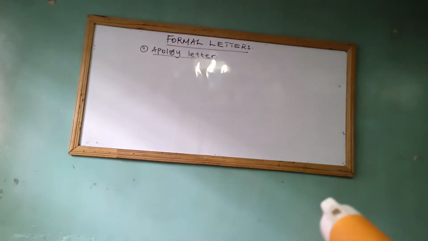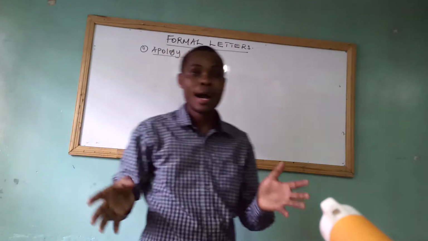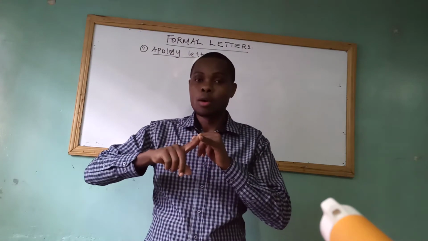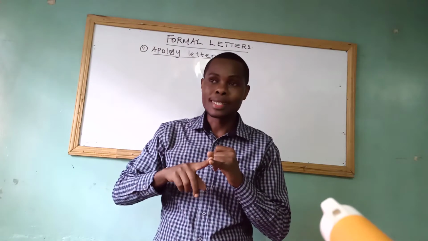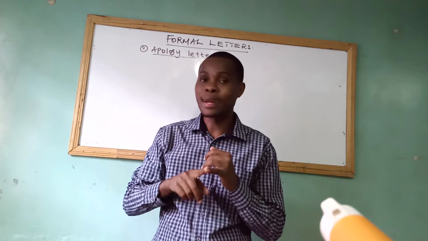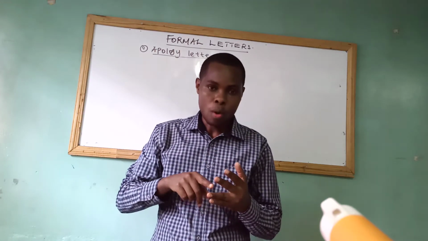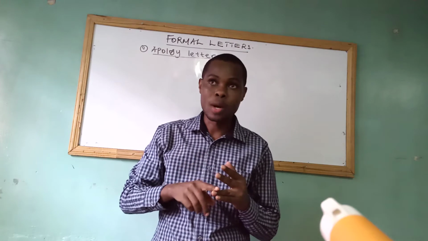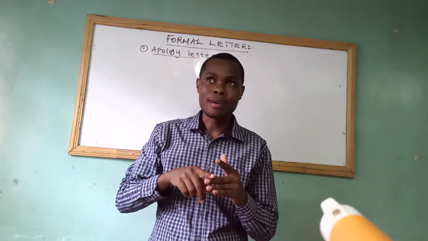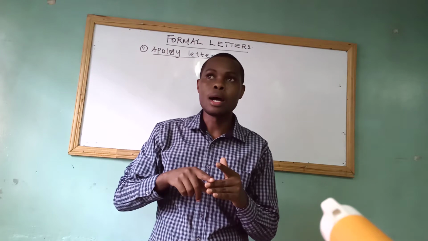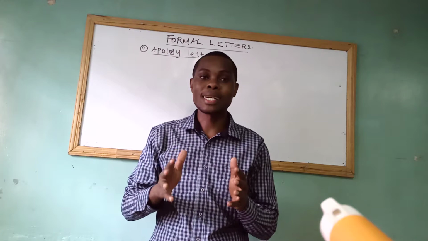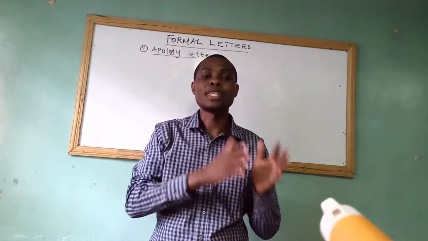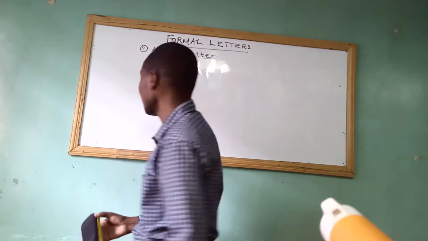In the first paragraph of an apology letter, you state the mistake that happened or the mistake that you made, while in the second paragraph you give the reason as to why it happened, and in the third paragraph you say what you are going to do to make sure that such a mistake is not repeated. For example, look at this.